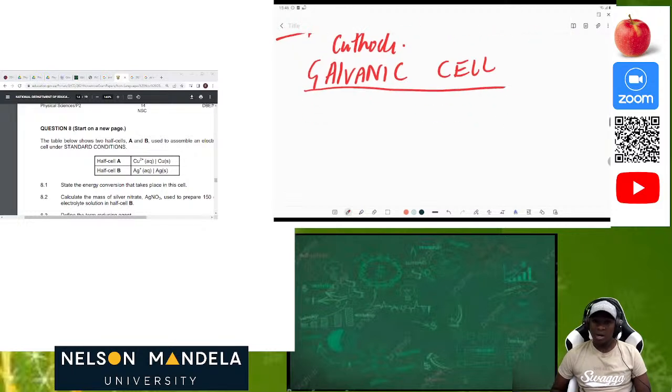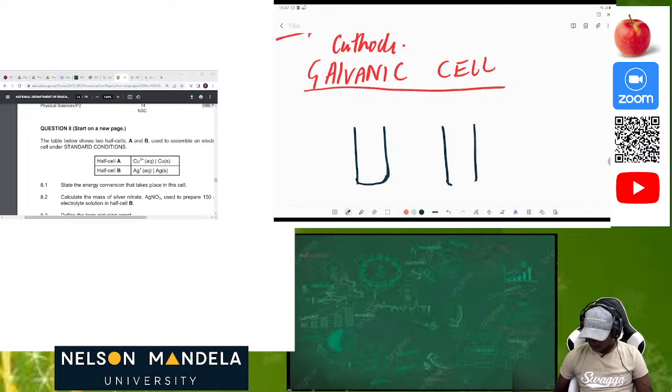I draw a typical galvanic cell, which can assist us in the process. So maybe let's say that we have our two different beakers. We have another one here. And when we were distinguishing between the two, we say that they are connected with what we call a salt bridge. This is our salt bridge.